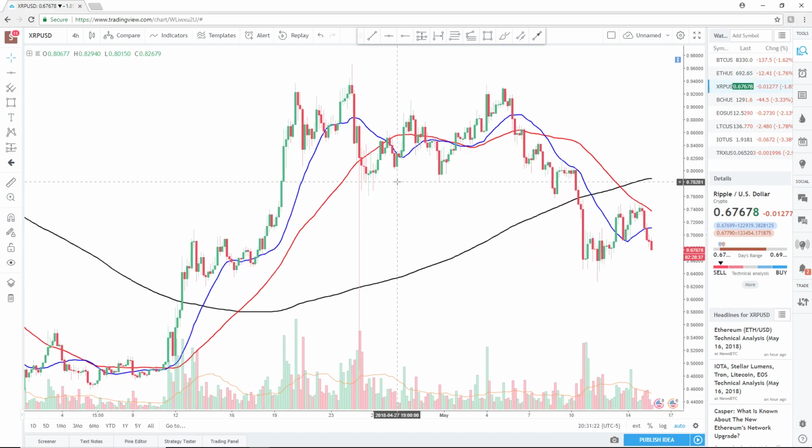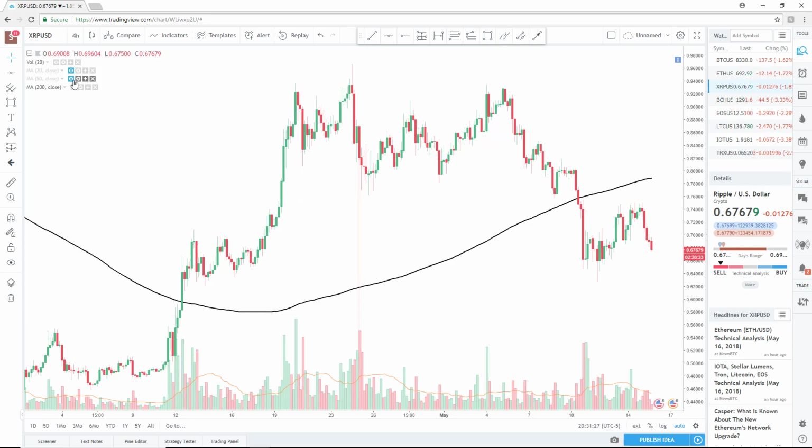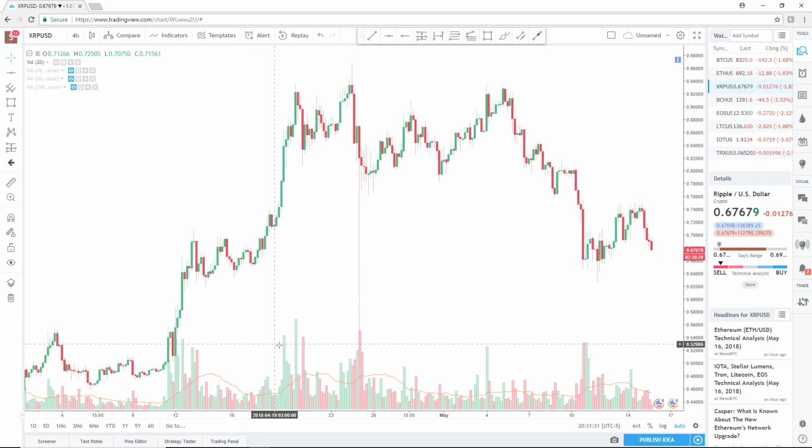So yeah, guys, that is the moving averages. Let me show you the RSI and MACD. Let me go ahead and hide these. Oh yeah, and I have volume, just plain old volume. You gotta have volume.